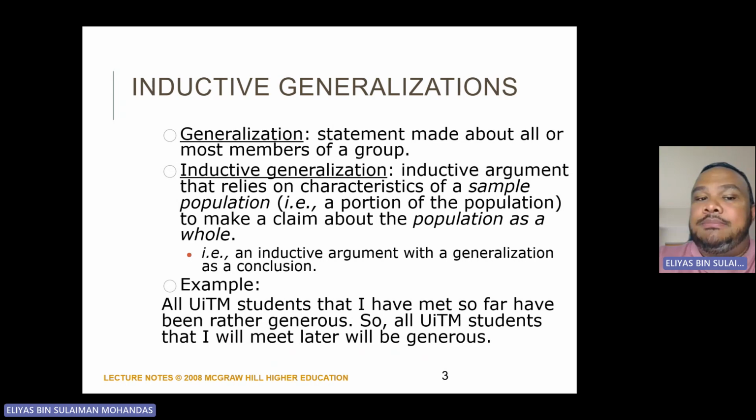Now, an example. All UiTM students that I have met so far have been rather generous. As I was working in UiTM, and as I passed by and met UiTM students, about 20 of them were all generous students. I asked them to donate, they did. So all UiTM students that I will meet later will be generous. This is an example of inductive generalization, because based on the small sample, which is 20 people that I have met so far, I am making a generalization about all UiTM students by saying that they are all generous people.